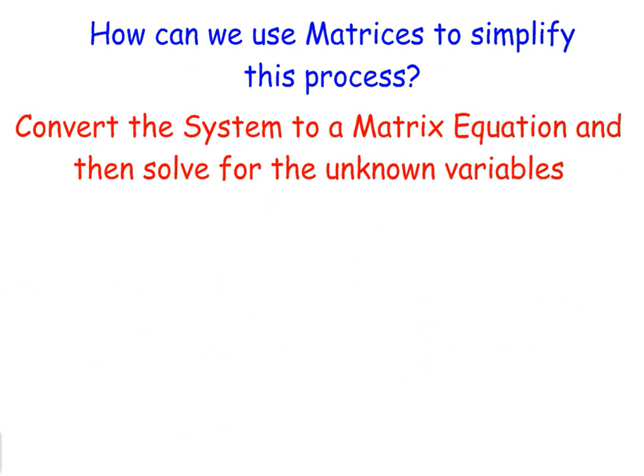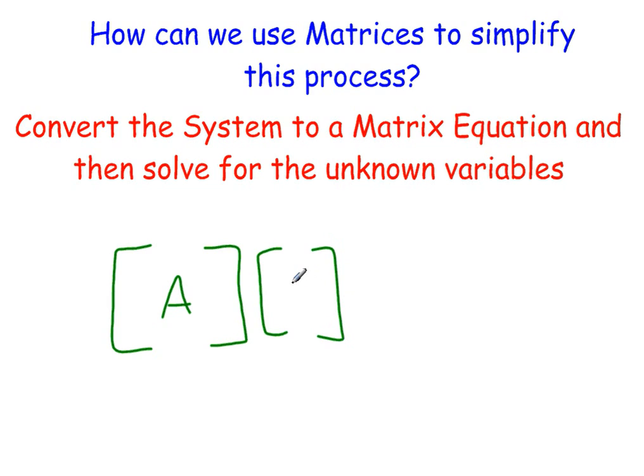What we're going to do is convert the system of our last equations to what we call a matrix equation and then solve. What a matrix equation looks like is a matrix, I'm going to call it matrix A, times some matrix that's unknown. So it could be x and y we don't know, x, y, and z, and that's going to equal some other matrix, and we're going to call that B.